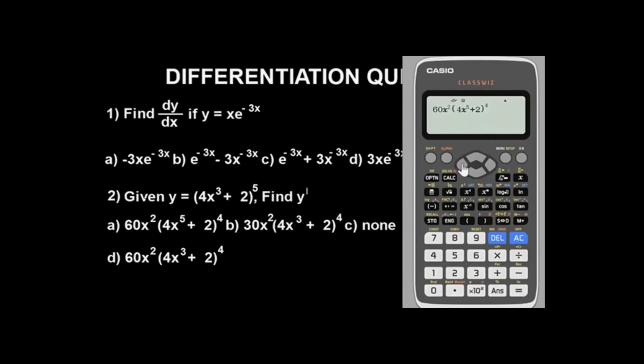Let's check option B. Let's just go back, adjust it, and make the necessary changes. Here we have 30, and see what it's going to give us. Yeah, no, we have 220 million. Option C says none. Okay, let's check option D. What's the difference?